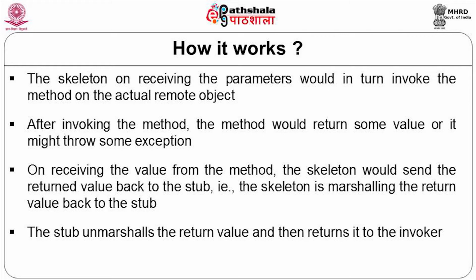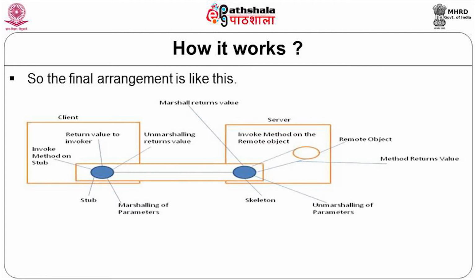What is being done by the skeleton here is marshalling the return value back to the stub. The stub, on receiving, unmarshals the return value, and then the stub in turn returns the same value, whatever it has unmarshaled, back to the invoker. So that way, whatever object was returned by the remote object's method invocation, the same object is being returned back to the stub, and to the invoker by the stub. Fine. So this is how the ultimate arrangement would be.